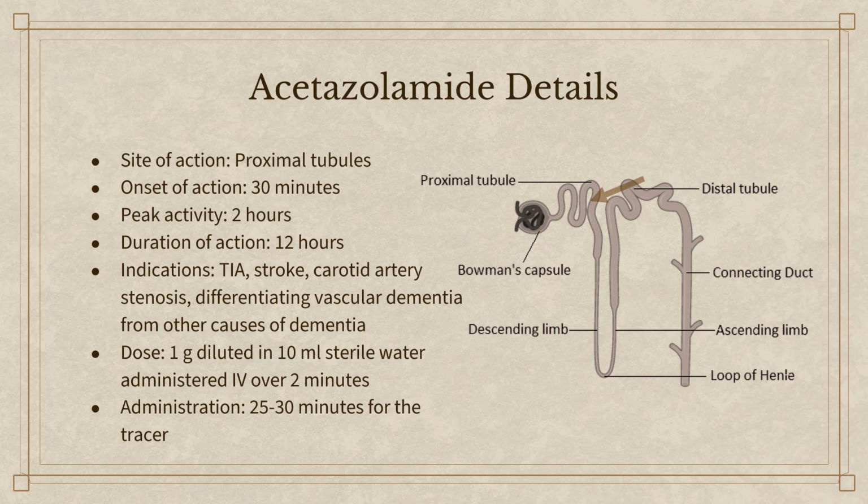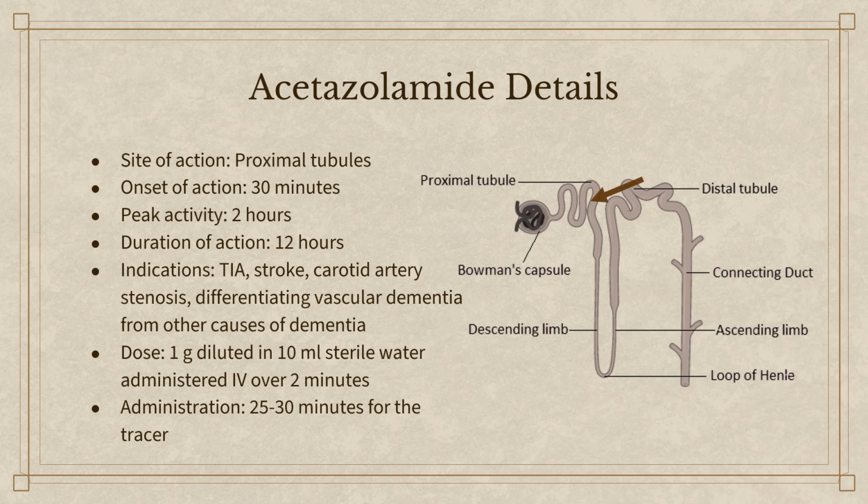Acetazolamide increases cerebral blood volume by 9% and cerebral blood flow by 50% in normal vascular territories. Cerebral imaging with acetazolamide is used for cerebral flow reserve in patients with transient ischemic attacks, strokes, carotid artery stenosis, and to differentiate vascular dementia from other causes of dementia.